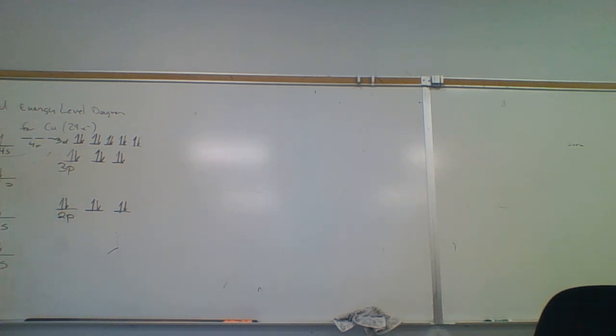So, well, that looks good. So this was the second exception that you had to memorize. What was the other exception? Chromium. Right. And so here we promoted an electron from the 4s. It should be 4s2, 3d9, but here it's 4s1, 3d10. So that's good. Got that.